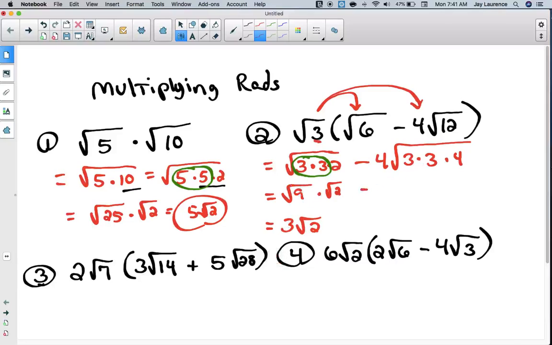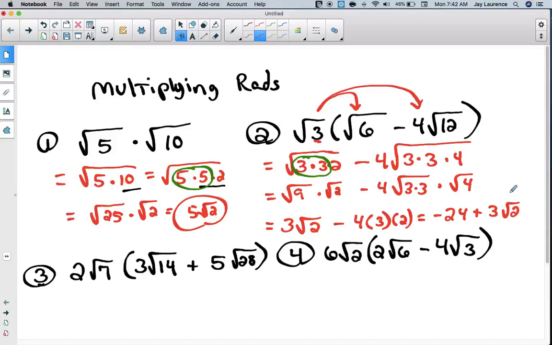Now over here I'm going to have minus 4, and then I'll have a rad of 3 times 3 times a rad of 4. All right, so that means I'm going to have 4 times 3 times 2. So that would make negative 24 plus 3 rad 2. And some of you are probably wondering why I changed the order. Remember, we always write the rational number before an irrational number, so it never mistakenly enters under the rad symbol. So there is the simplest version of my distribution.